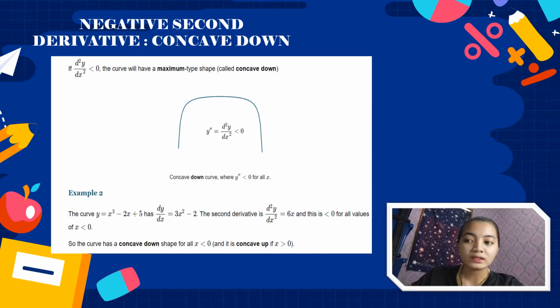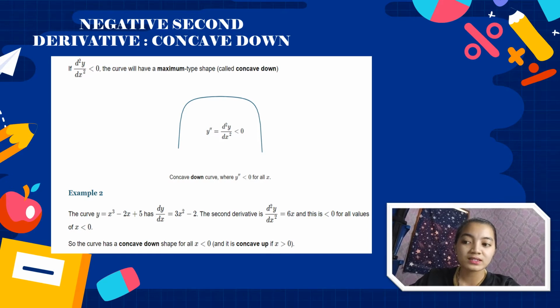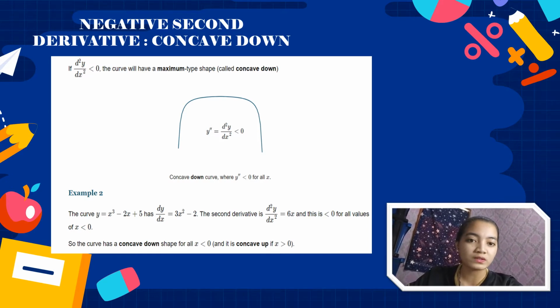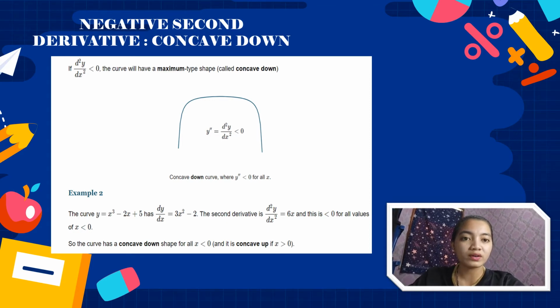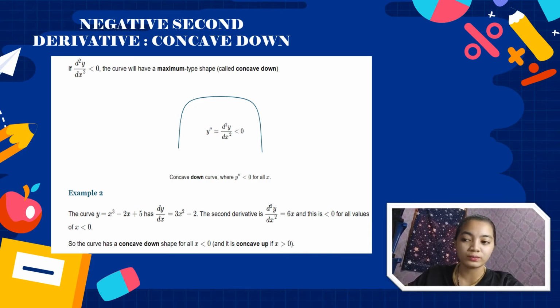Example 2. The curve y equal to x power 3 minus 2x plus 5 has dy over dx equal to 3x square minus 2. The second derivative is d square y over dx square equal to 6x, and this is smaller than 0 for all values of x smaller than 0. So the curve has a concave down shape for all x smaller than 0, and it is concave up if x bigger than 0.